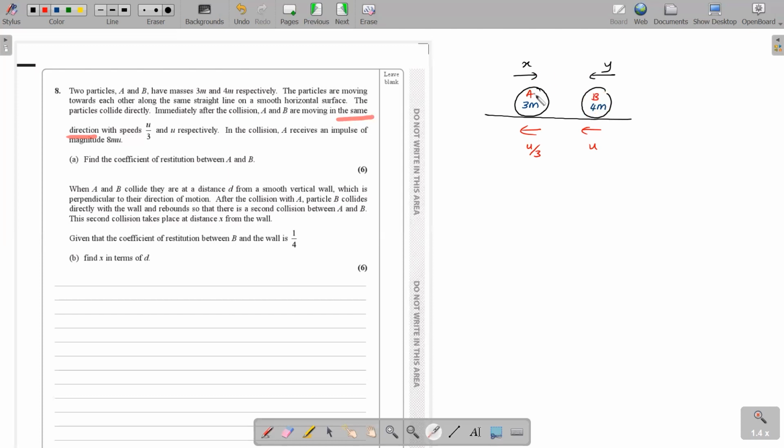So we need to realize the correct directions to apply after the collision are u over 3 and u to the right side, because in that case you can see B has a higher speed u and A has a lower speed u over 3, so A is going behind while B is going forward. Okay, so this is the first thing. You need to figure out the correct directions of u over 3 and u. And they say in the collision, A receives an impulse of magnitude 8mu.